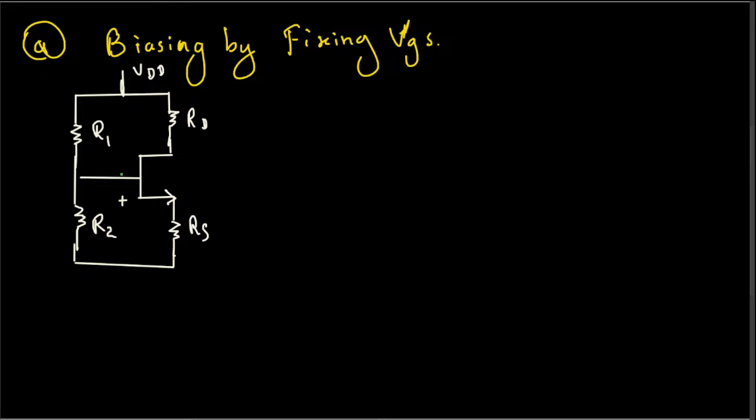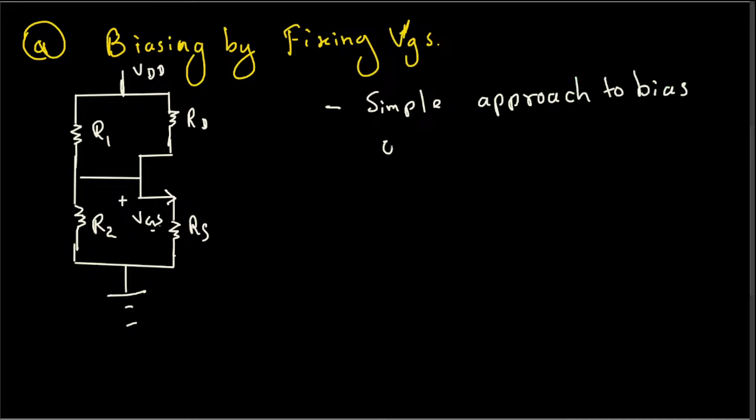and in between the gate and the source there will be the VGS. This is minus. VGS, and this one connected to the ground. Okay, so the circuit is going to look like that, and this kind of circuit we use to bias by fixing VGS. This is a simple approach to bias a MOSFET.